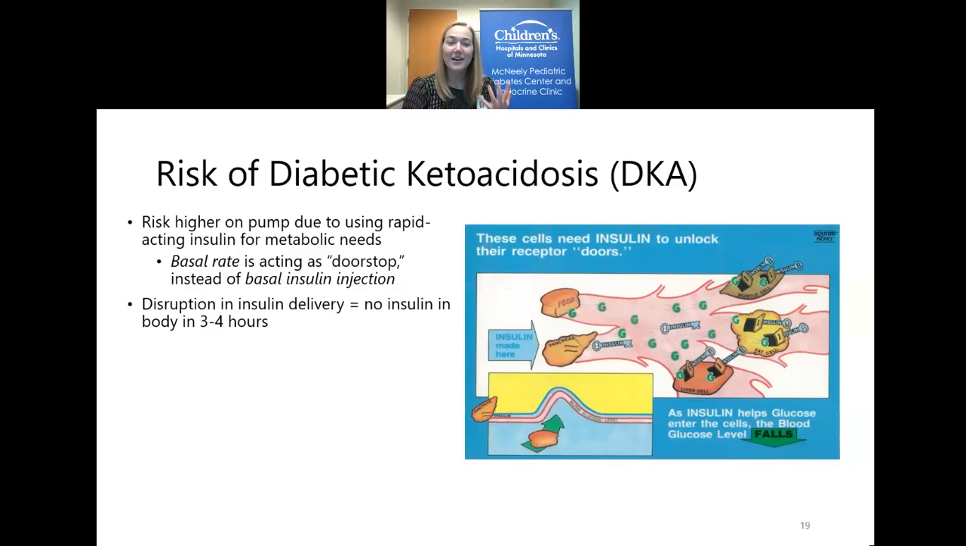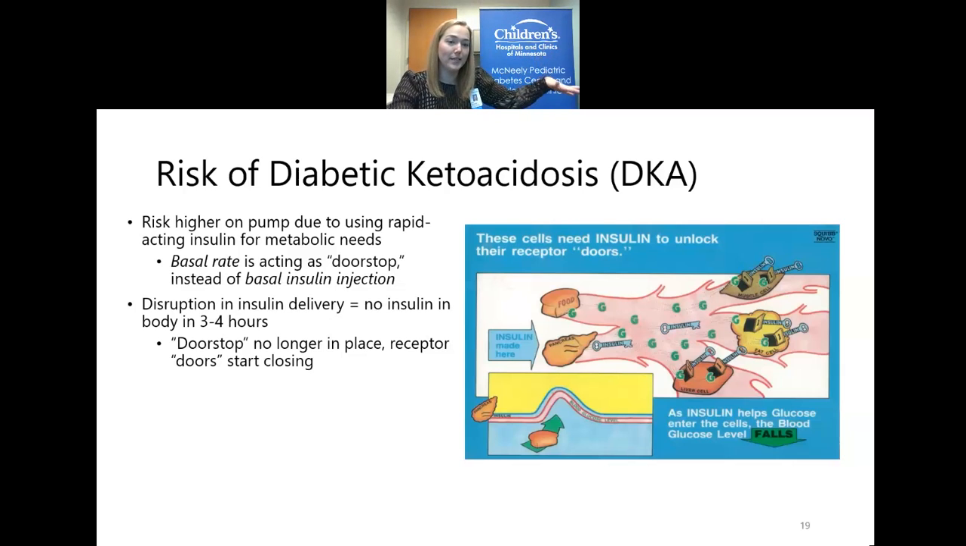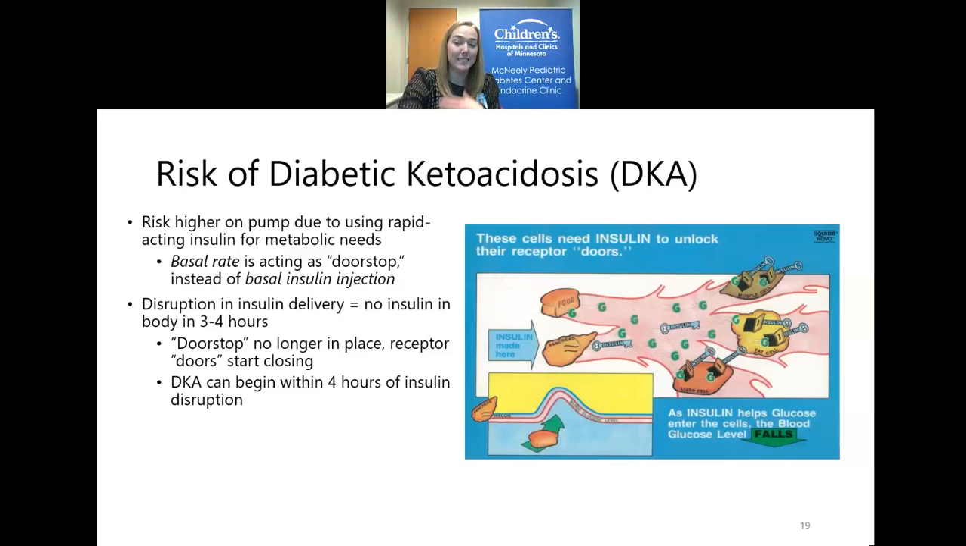But if there's ever a disruption in insulin getting into your body, you have 3 to 4 hours before that insulin is fully out of your body and you're out of insulin. There are no more keys to open those doors. So the body's going to start breaking down fat for energy. As I was just saying, if you don't have that basal rate, those doorstops are slowly going to get kicked out of place. Receptor doors start closing. That's no good. Because of this, DKA can start developing within 4 hours of that insulin interruption.